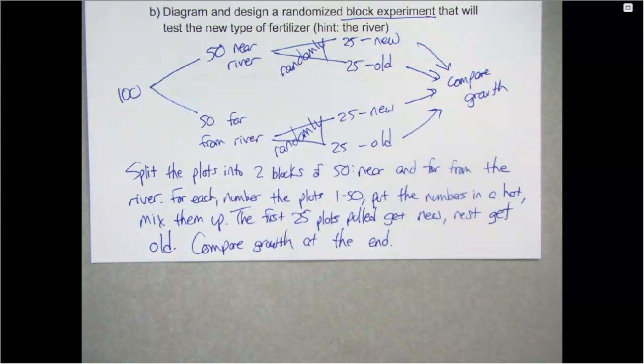So block design is running multiple experiments at the same time. And it could be more than 2. I could have done near the river, somewhat near the river, kind of far from the river, and really far from the river. I could split it up as much as I want. I can do freshmen, sophomores, juniors, seniors. I can do underclassmen, upperclassmen. It depends. Questions on the block there?